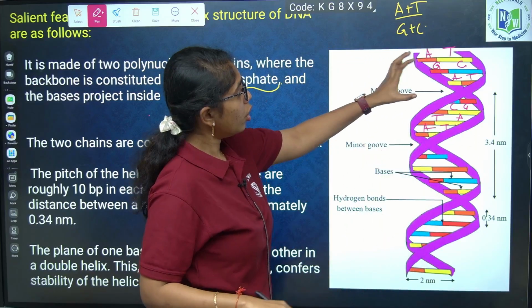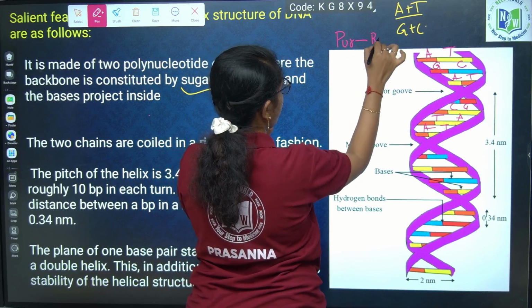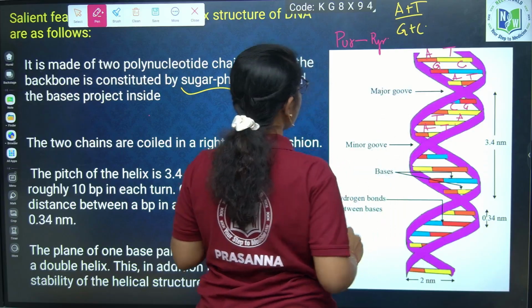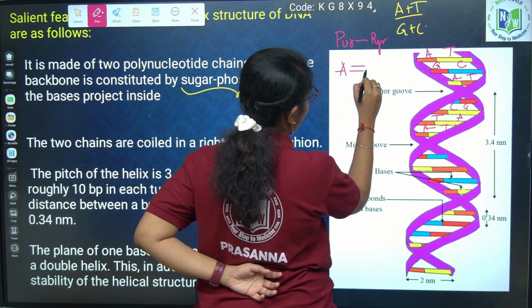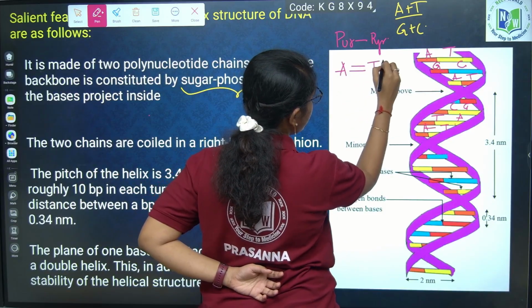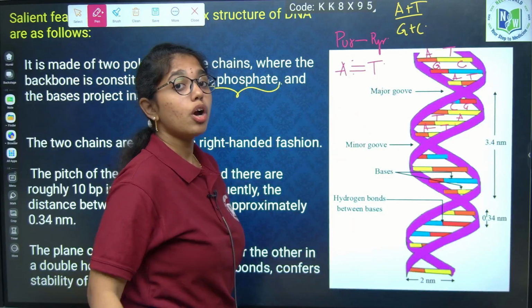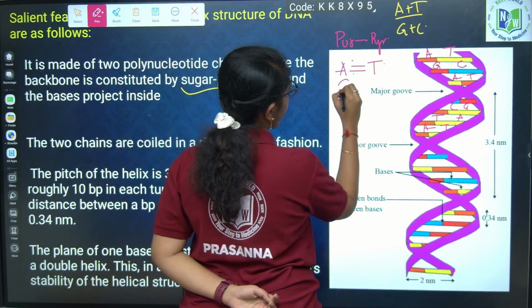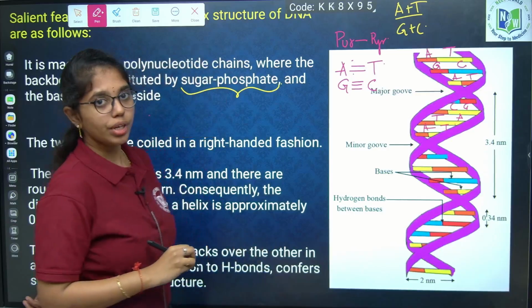Okay. So, purine is connected with pyrimidine. At the center, two nitrogen bases. If it is adenine, it has two hydrogen bonds with thymine. Adenine and thymine are bound by how many hydrogen bonds? Two hydrogen bonds. Guanine and cytosine are connected by 3 hydrogen bonds.